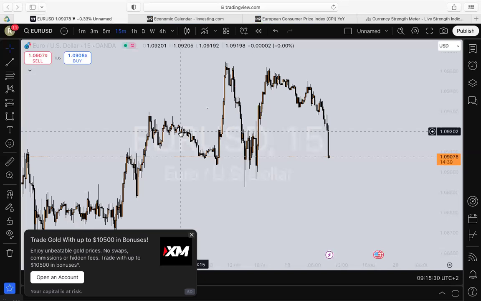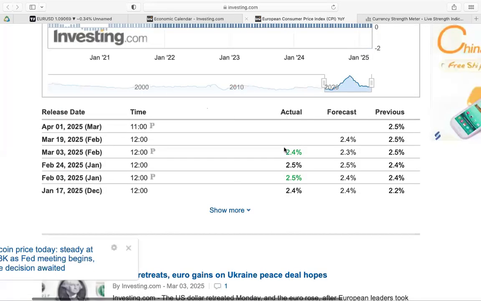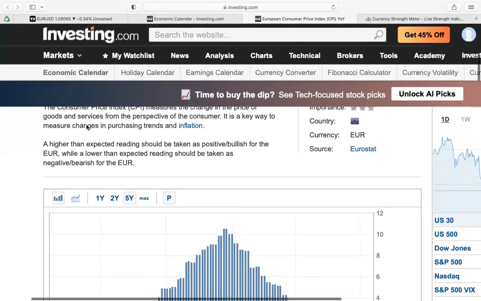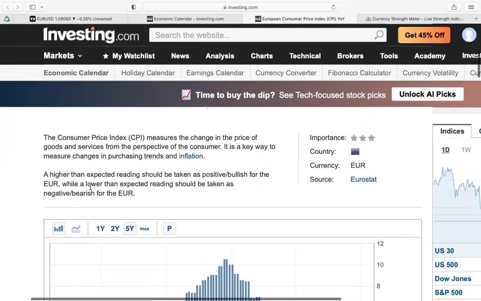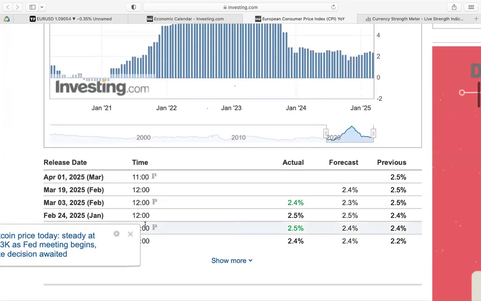Two minutes before 12 o'clock, because I know just markets has problems, we sell Euro USD. Why? It's clear and very straight, right? It says a lower than expected reading should be taken as negative for euro. So we have a weak euro, right?